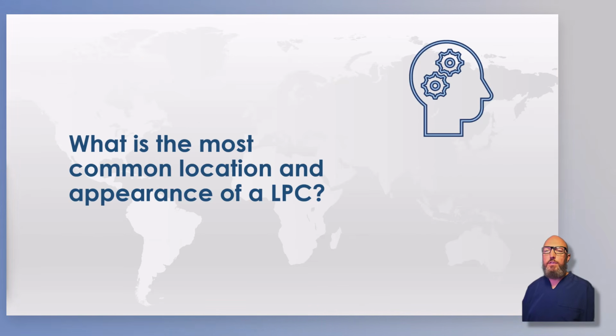So hopefully you can answer this fairly easily now. What's the most common location and appearance of a lateral periodontal cyst? Mandibular premolars, small, round, well-defined, about 5 millimeters. That should be the picture you have in mind.